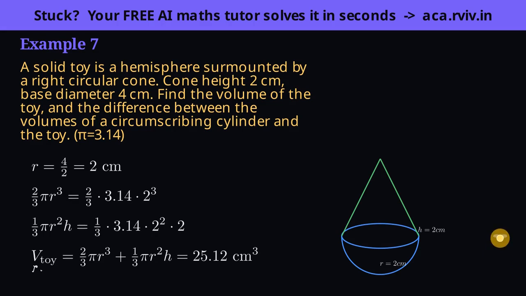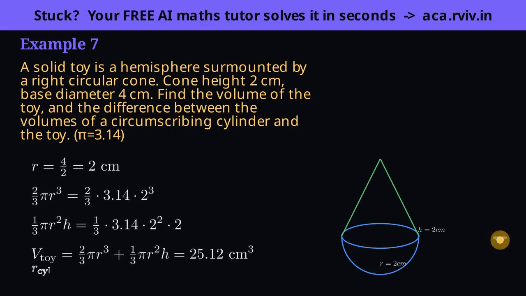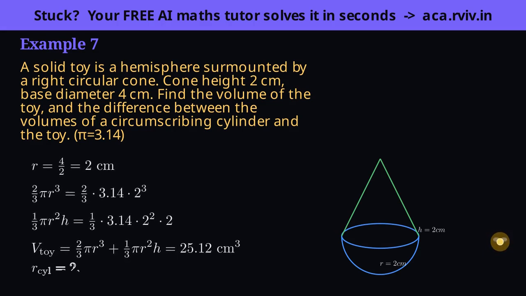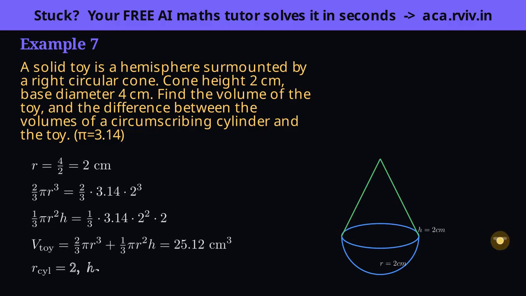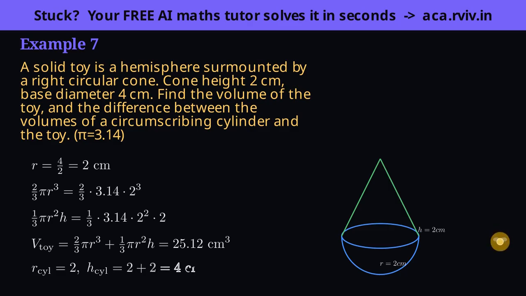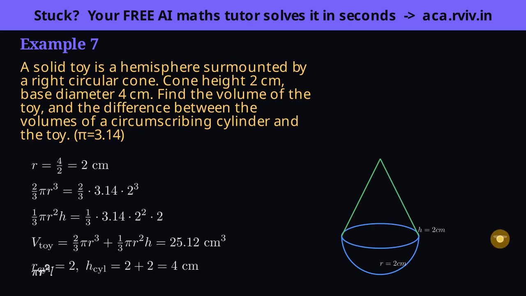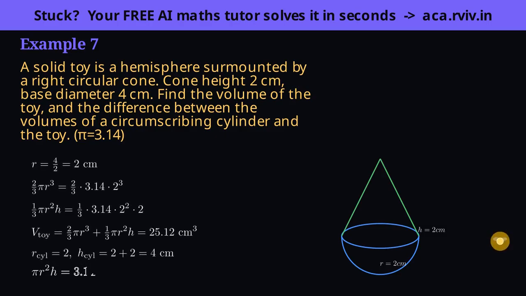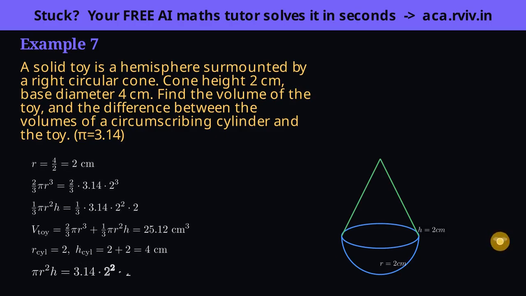Now the circumscribing cylinder, the tightest tin that just wraps the toy. Its radius must match the toy's widest part, so radius 2. And its height must run from the flat bottom of the hemisphere up to the cone's tip, that's the hemisphere's radius, 2, plus the cone's height, 2, 4 centimeters tall. The cylinder's volume is the full pi r squared h, no thirds, it's a straight tin. Radius 2 squared, height 4, times pi gives 50.24 cubic centimeters.